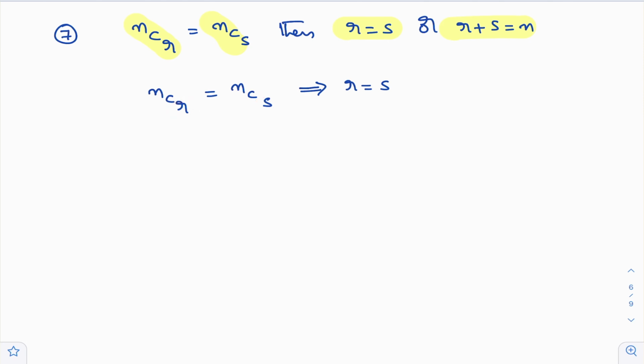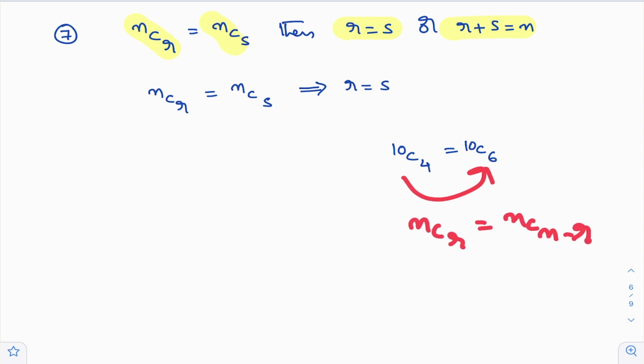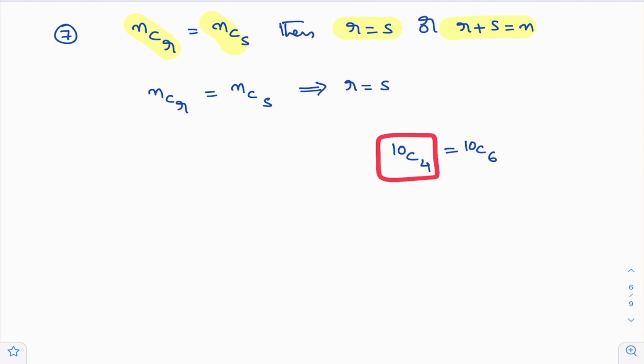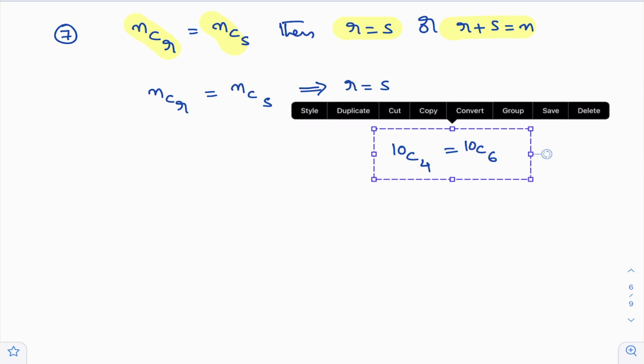In case r is not equal to s, for example, you see this 10C4. 10C4 is the same as 10C6 actually. We know that formula: nCr is the same as nC(n minus r). 10 minus 4 is 6. Right? 10C4 is the same as 10C6. In this case, these two are equal. This is like nCr equals nCs, but in this case r is not equal to s. That is what I am trying to say.